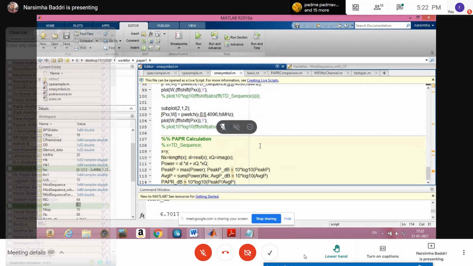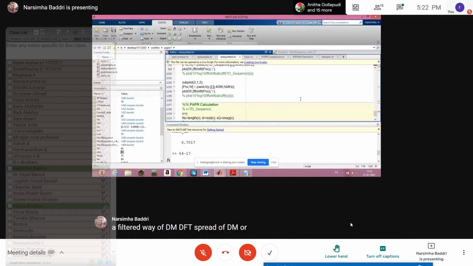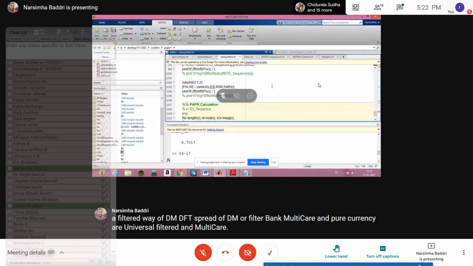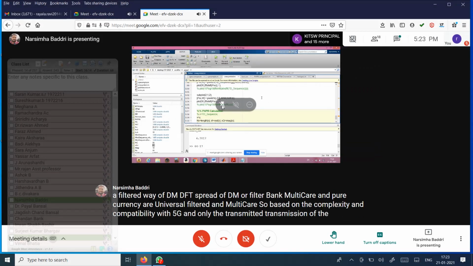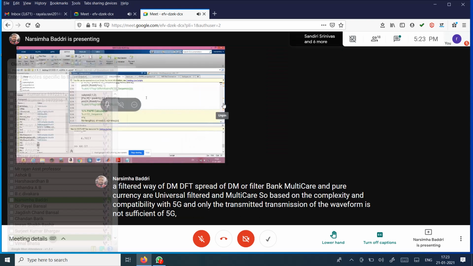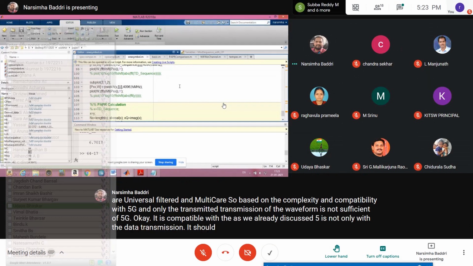So the next advanced waveforms which are being tried for 5G communications, like UFMC, universal filtered multi-carrier, FBMC, that is filter bank multi-carrier, and filtered OFDM, all will give reduced PAPR as well as efficient spectrum utilization, with less spectral leakage. These are the contenders for 5G: filtered OFDM, DFT split OFDM, filter bank multi-carrier, and UFMC.